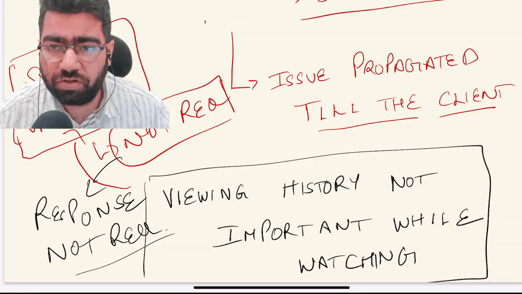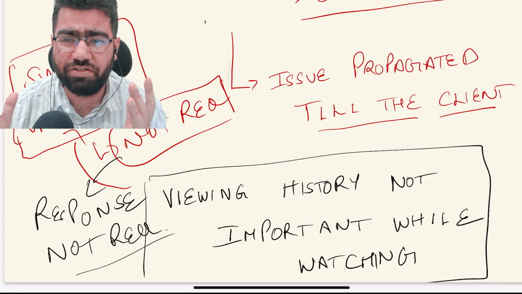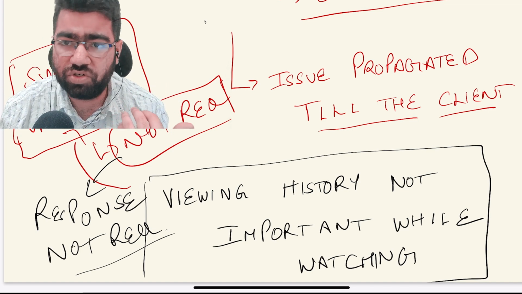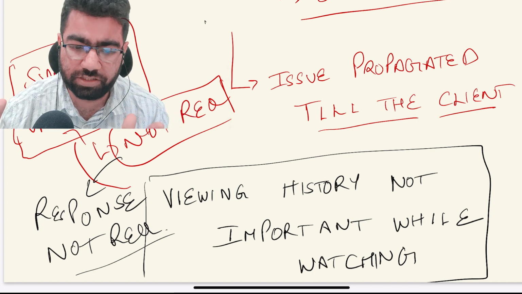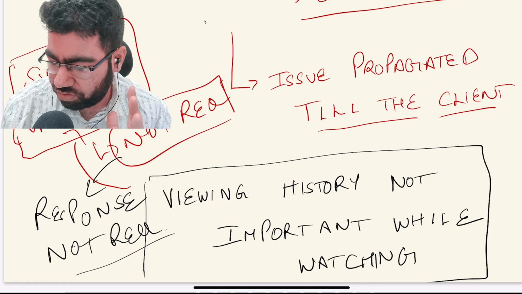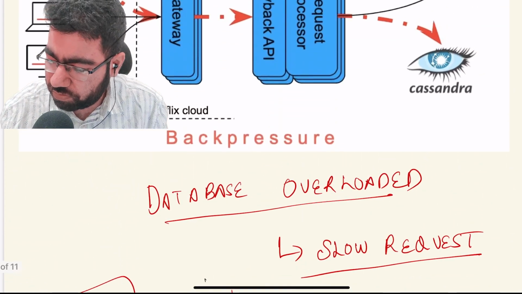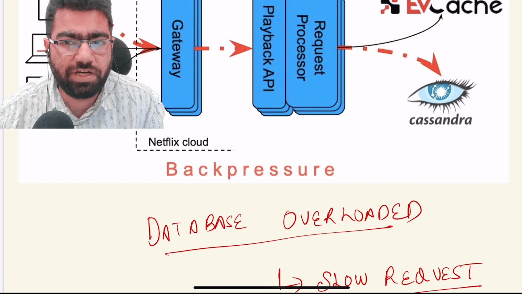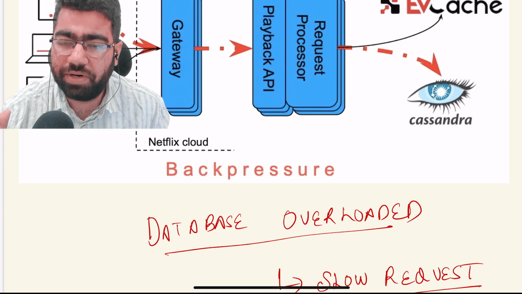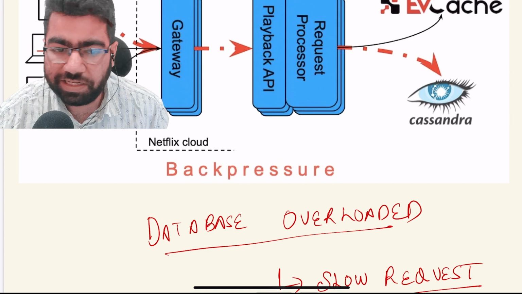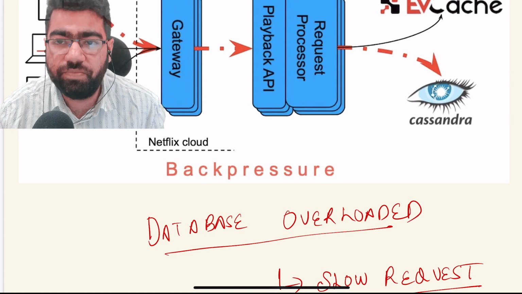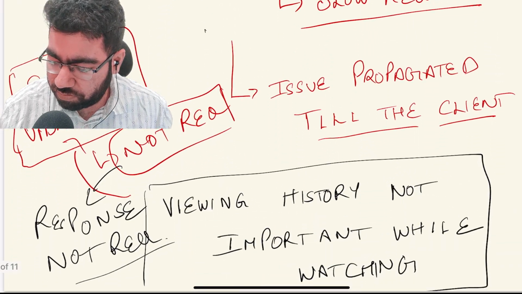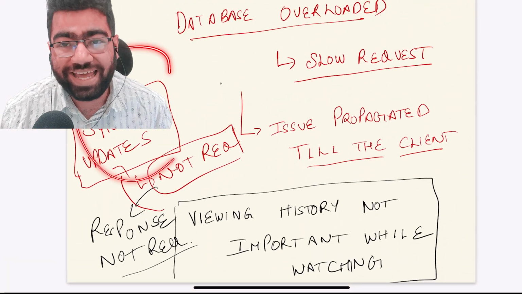So what Netflix thought, and you would also think, is that viewing history is not important at the time when you are actually streaming. Your streaming experience matters the most. This task which we are doing, storing into the database, storing into the cache, can be done by the server at some other time also. We don't want it to happen at that particular time. We are not expecting any response that would affect our streaming experience. So they thought, why not make this call an asynchronous call?